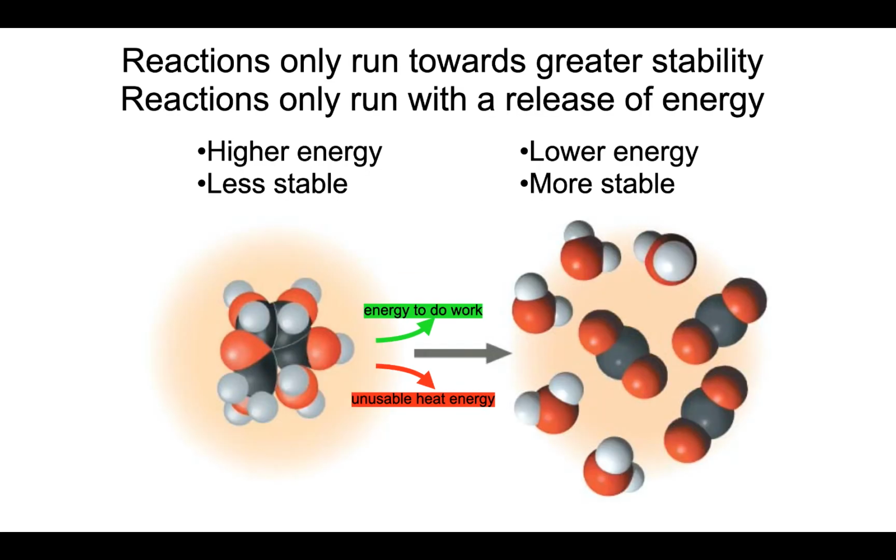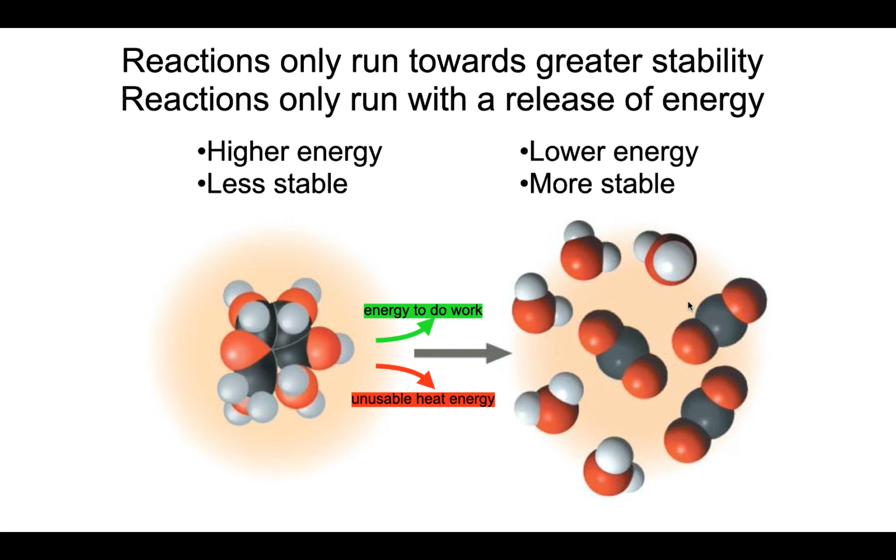Now that we understand that, we can start to understand how reactions run. Well, reactions are only going to run towards greater stability. They're only going to run with a release of energy. So if we take a look at reactants and the products, as long as the products are a more stable state, at a lower energy state, we know our reactants are going to become product. We know that this reaction is going to proceed.